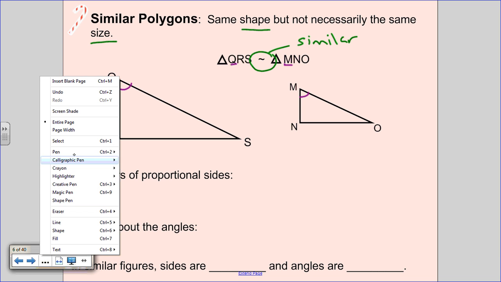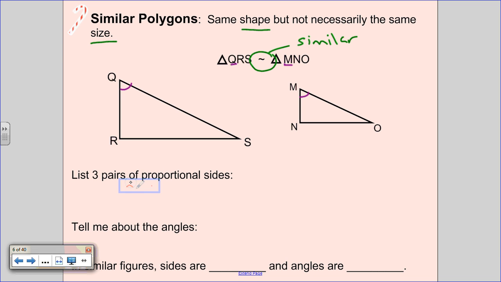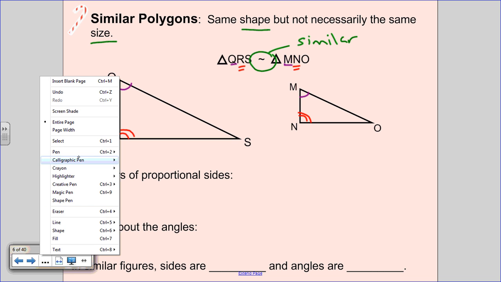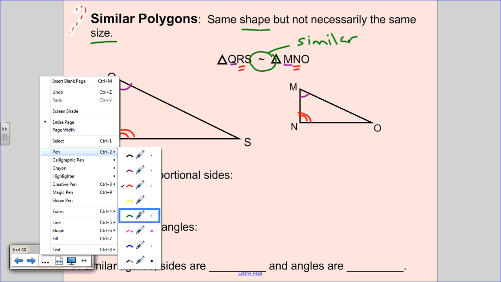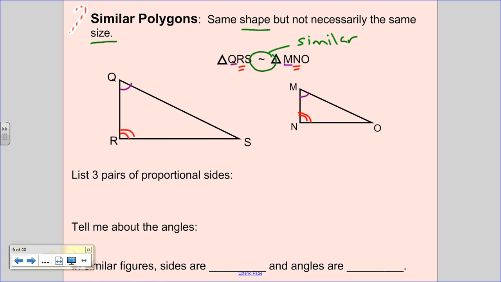Then angle R corresponds to angle N. And lastly, S corresponds to O.